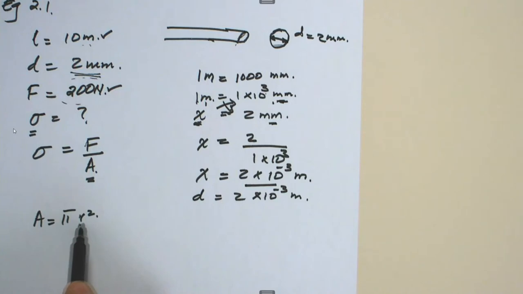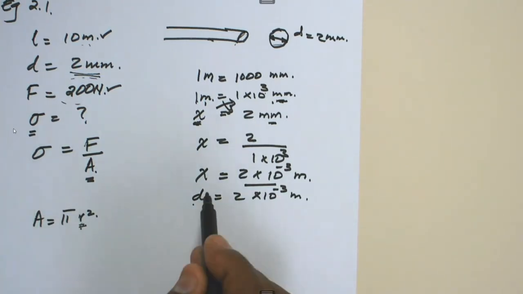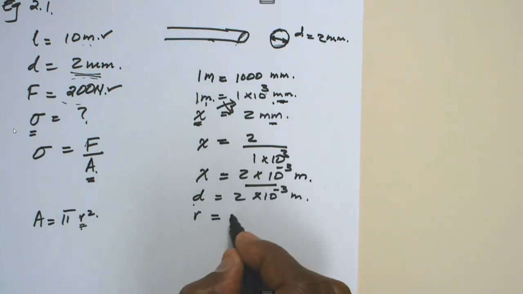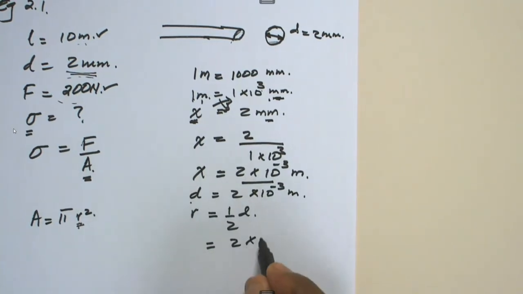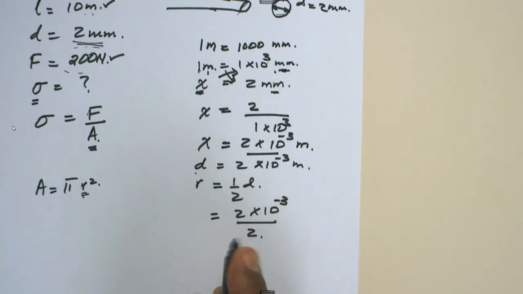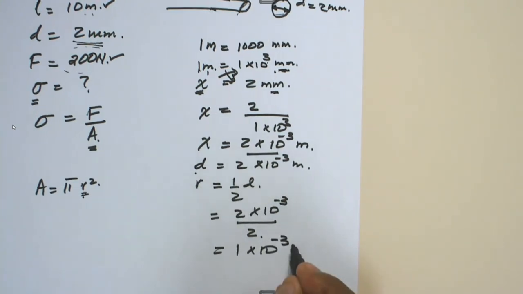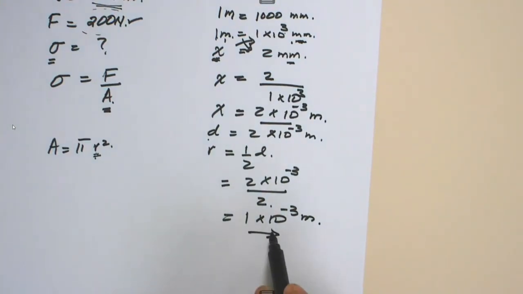Then the area of a circle is given by A is equal to pi radius squared. Now remember, we need to convert this diameter into radius, but radius is actually half of the diameter. In other words, our radius will now be 2 times 10 to the power minus 3 divided by 2, which will give us 1 times 10 to the power minus 3 meters.